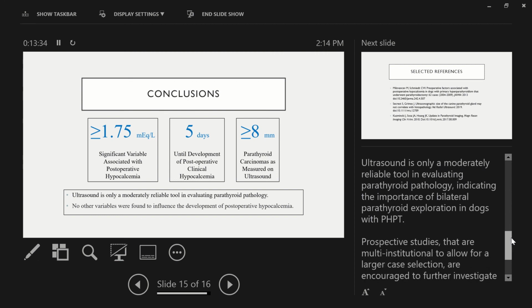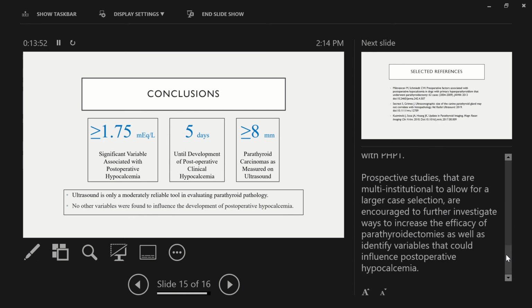And then we also determined that ultrasound is only a moderately reliable tool in evaluating parathyroid pathology, and while it is an extra instrument for surgical planning and identifying the size of the gland, the importance of the bilateral parathyroid exploration in dogs with primary hyperparathyroidism cannot be understated.